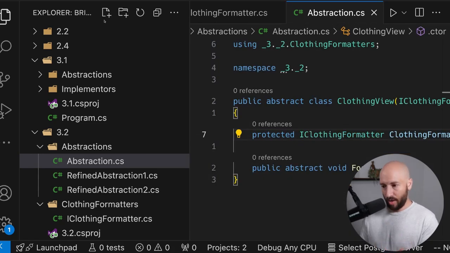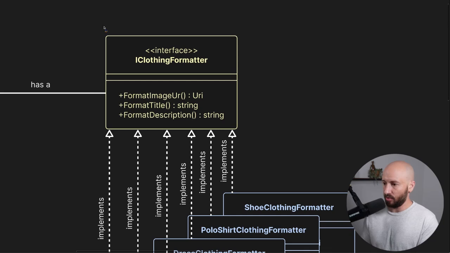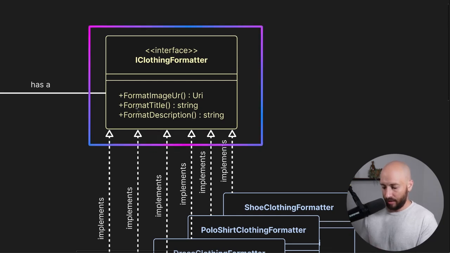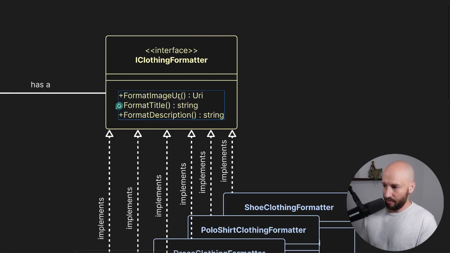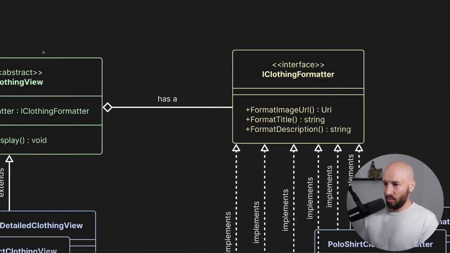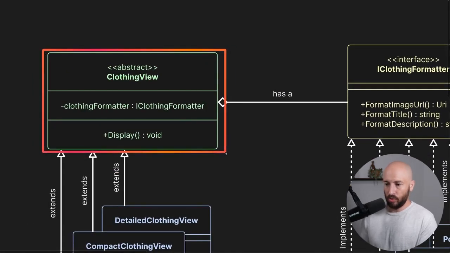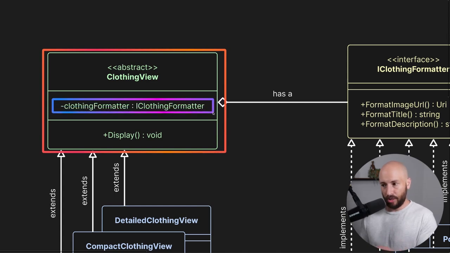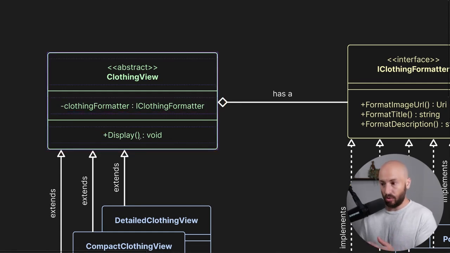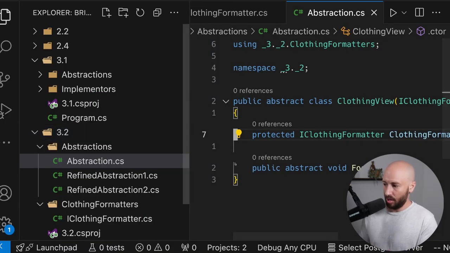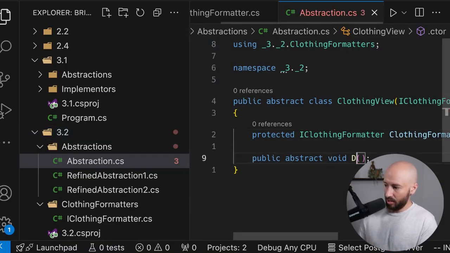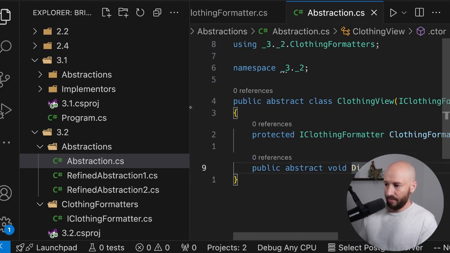So comparing what we did up until now to the diagram that we created, we have the iClothing formatter, it's an interface, and it has the following three methods, which I see we have a typo here. This should be URL. And we now created the clothing view, which is an abstract class that has in it as a protected property the clothing formatter. What we need to still add over here is the display method that displays the underlying clothing item to, in our case, the console. So let's create over here the method called display, and that's all we need for the clothing view.